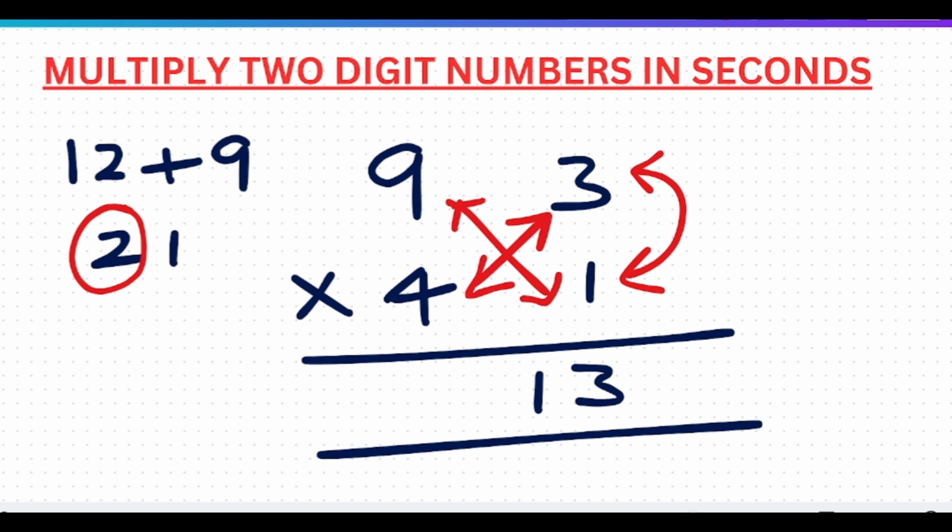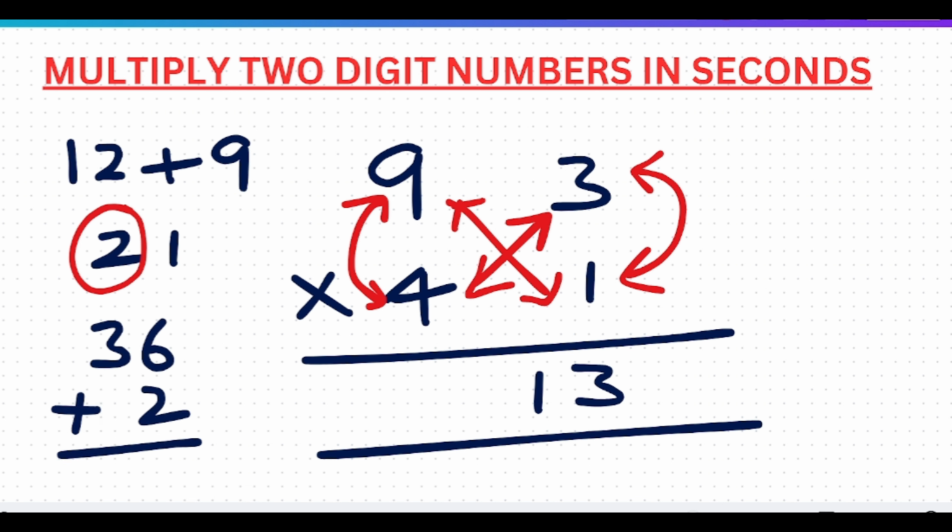And in the next step, you multiply 9 and 4, the numbers on the left side. Now 9 times 4 will give you 36, but you still have to add the leftover number, that is 2. So 36 plus 2 is 38. So you write the answer here. So what is the answer for 93 times 41? It's 3813.